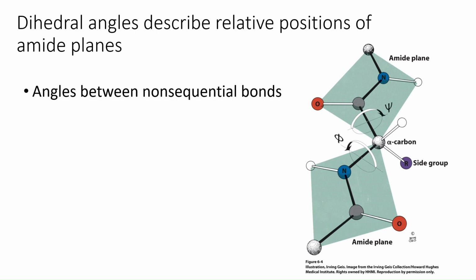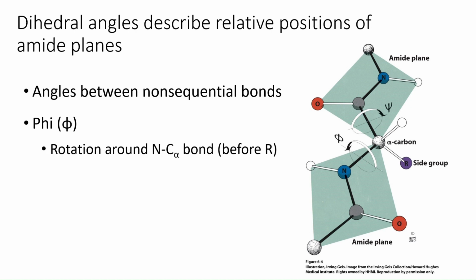So let's go a little bit more into that. The dihedral angles refer to the angles between non-sequential bonds. So what does that mean? The first one we'll talk about is called phi, which is drawn by this Greek letter here. Phi refers to rotation around that N to alpha carbon bond before the R group, so between the first N and the first alpha carbon. And that's shown in red on this diagram.